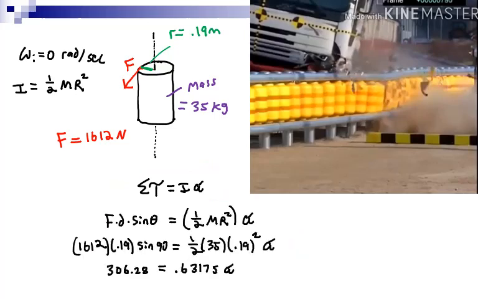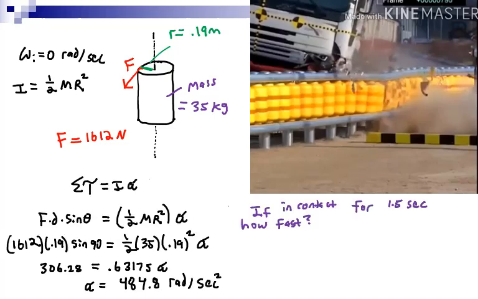Okay, so you should get an alpha of 484.8 radians per second squared. As long as that force is constant, it's going to get spinning faster and faster. So what we want to find out is, if it's in contact for 1.5 seconds, how fast is it going to be moving if it's starting from rest? So omega initial is 0. We want to find out how fast it is spinning. Go ahead and pause the clip and see if you can do that, and when you're ready to check, you can hit play to continue.